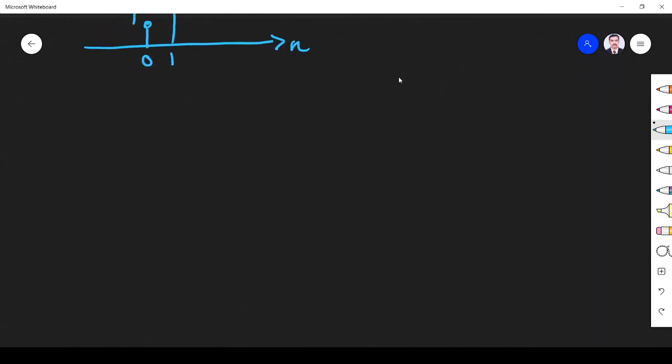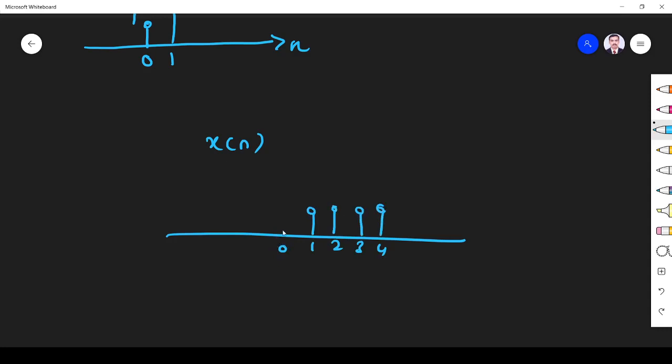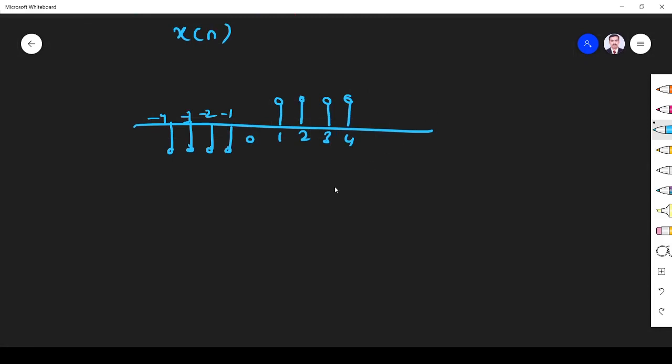Sorry. And what is the question? Let us see this question. x of n is equal to 0, 1, 2, 3, 4. Everywhere it is 1. 0 will be 0 as it is. Minus 1 will be minus 1, minus 2, minus 3, minus 4. Everything is 1 only. What we have to do is draw x of 1 minus n.